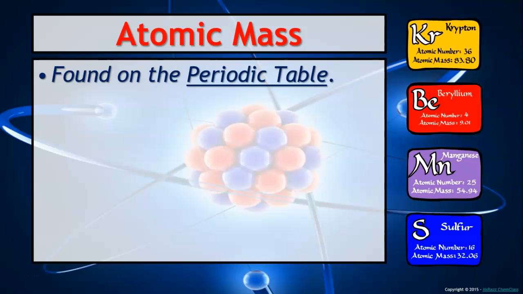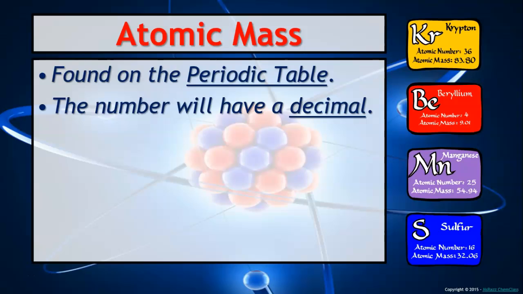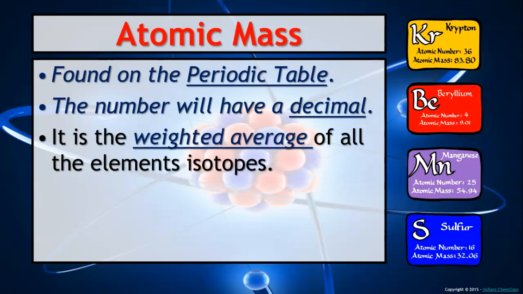Now, the atomic mass, like the atomic number, is found on the periodic table. So it's in those little squares. However, it's a little different because it is a decimal number in almost every case. There are some of the larger numbered elements on the periodic table that do have some whole number atomic masses, but generally speaking, it's a decimal. And the reason for that is that it is the weighted average of all the element's isotopes.